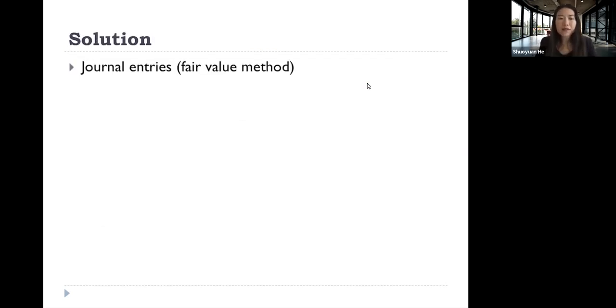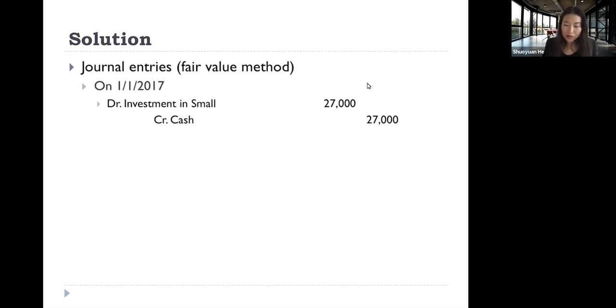On January 1st, 2017, Big paid 27,000 for 10% of the outstanding voting stock of Small. The journal entry here is to debit investment account for 27,000, credit cash. And then in the year 2017, Small reported net income of 60,000. This doesn't matter for Big because Big is using the fair value method.